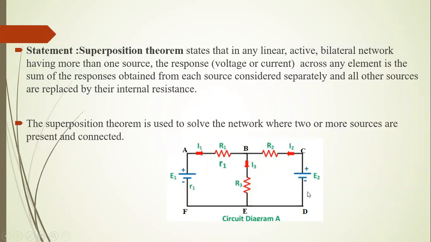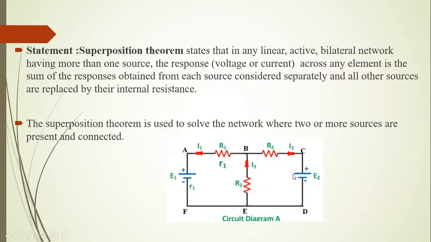Suppose I have a network here and it consists of two sources, E1 and E2. Both the sources are voltage sources, and I have three resistances, R1, R2 and R3. It is given that we have to find out the current flowing through these three resistors when both the sources are present. Generally we can apply KVL or mesh analysis to calculate the current. So let us now try to understand how we can apply superposition theorem to this particular network, or what superposition theorem states.